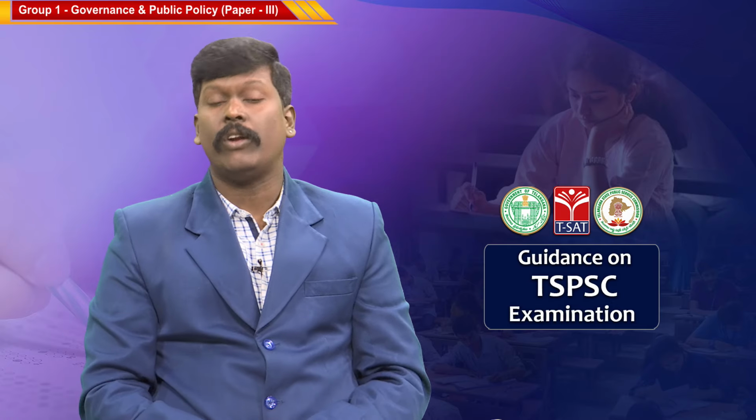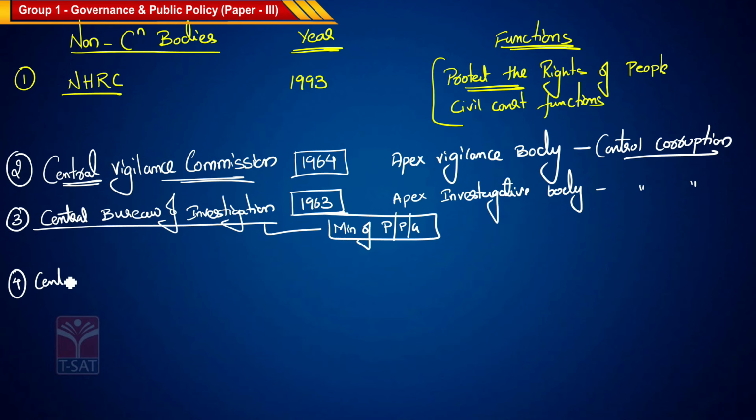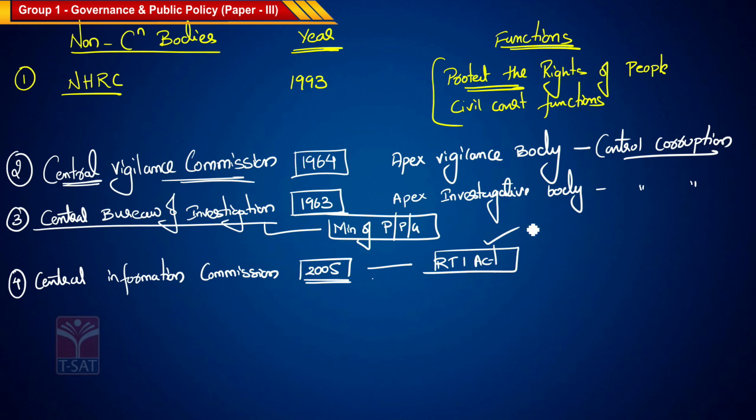The next important non-constitutional body we have is the Central Information Commission. The Central Information Commission was formed in the year 2005, as part of the Right to Information Act, the RTI Act. The RTI Act is one of the sunshine legislations in India. Now, this is the highest appellate authority with respect to right to information.